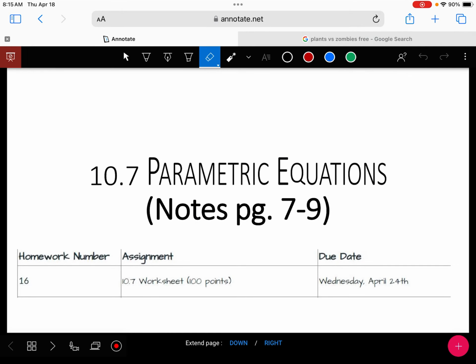Which I do realize is kind of strange. So we're going to skip chapter 9 and start off at page 7.